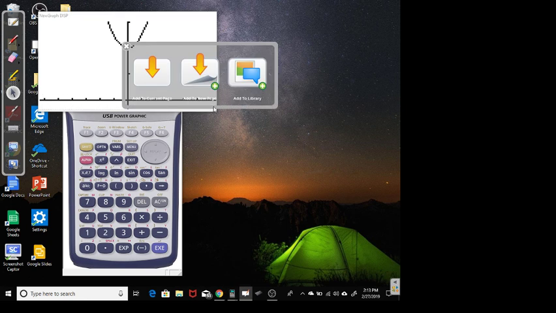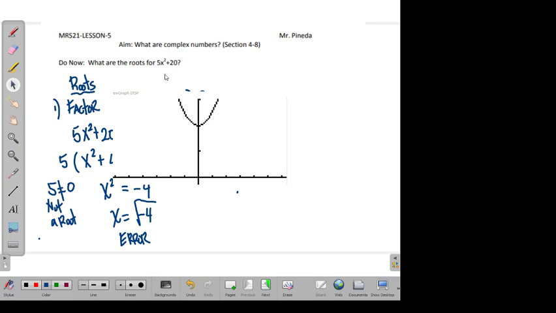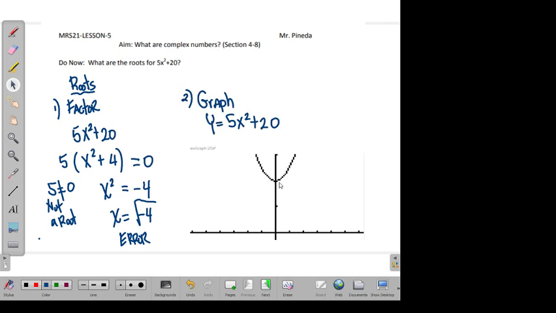So let's bring this down to the lesson. Let's bring it down here. And no x-intercept basically was what it is. I have a question for you. Even though it does not have an x-intercept, does it have solutions?